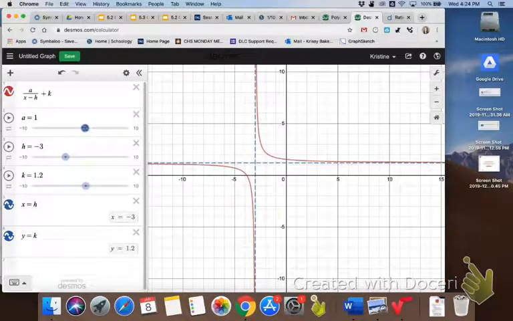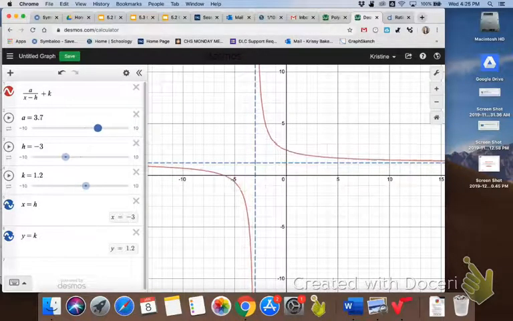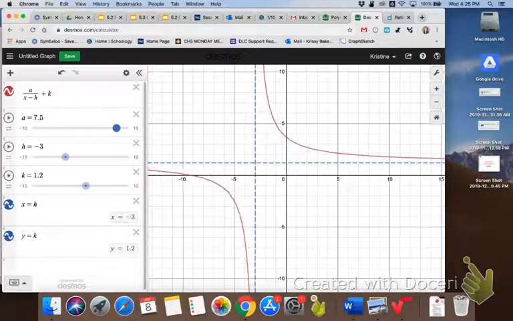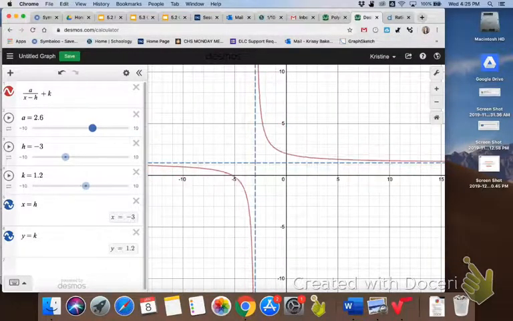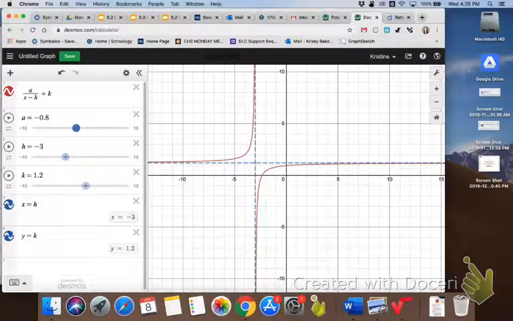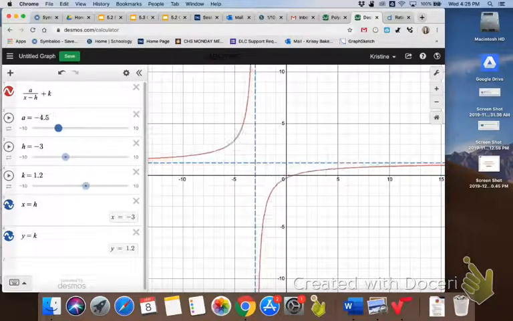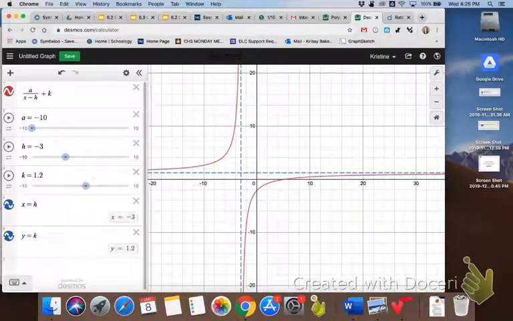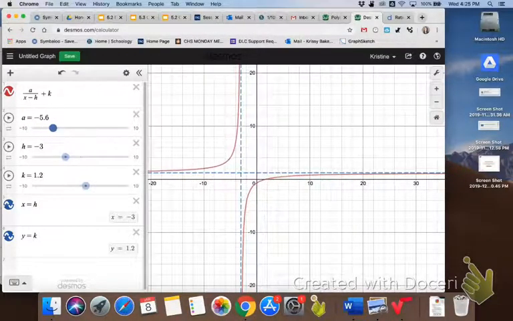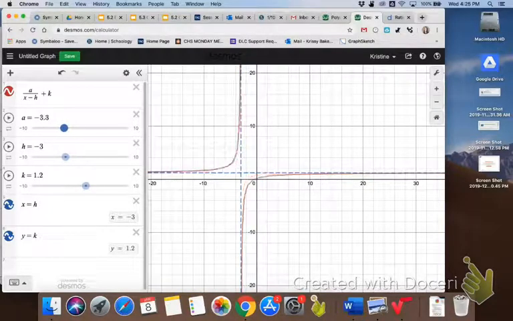Well, now let's look at that a value, that stretch. As I make it bigger, you'll notice what it's doing is stretching it away from the intersection of those asymptotes and pushing it farther away. When a becomes negative, it reflects, and again, as it's larger, it is stretching that graph farther away from where those asymptotes intersect, and that's what that stretch is going to look like.